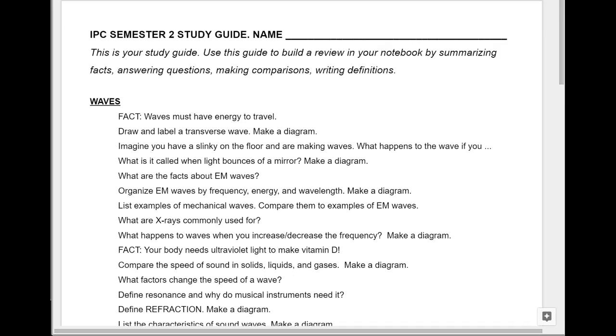I know you're going to see some things in this where it says things like this: Fact, waves must have energy to travel. Don't just read it. You need to actually write it down so you will retain it and remember it and be able to call it up when you need to do so on the test.